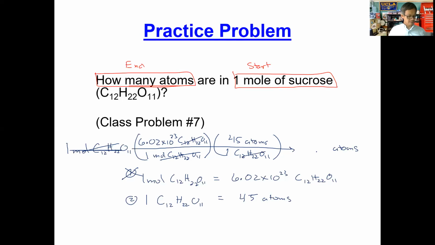We plug in our numbers, and we end up with 2.71 times 10 to the 25th atoms. And that, folks, is going to be our answer. So this very first conversion is just moles to particles. The particle here happens to be atoms, so we had to take an extra step, but this is the first type of conversion that we talked about: moles into particles, and then we can reverse it, particles into moles. Very good. Make sure you write that down, folks, and get that done.